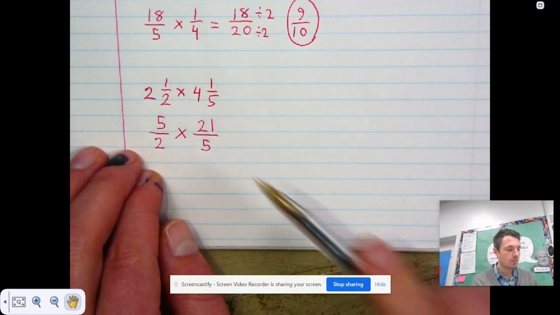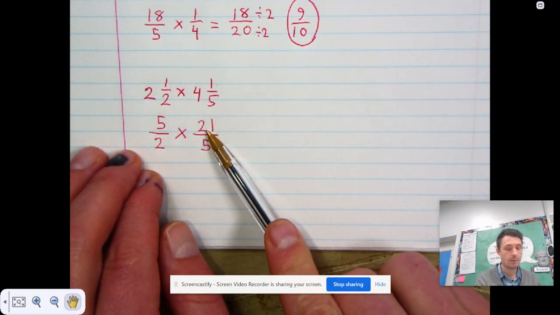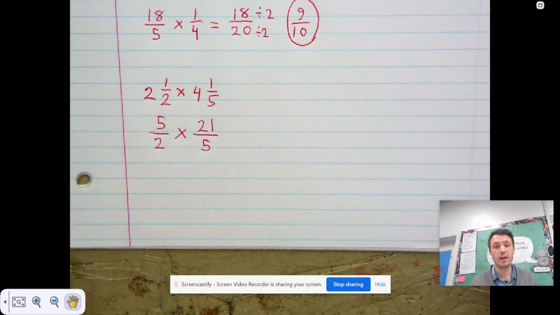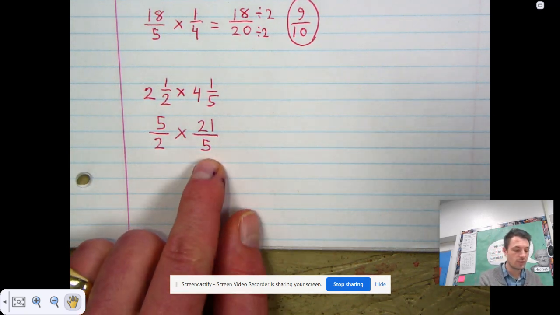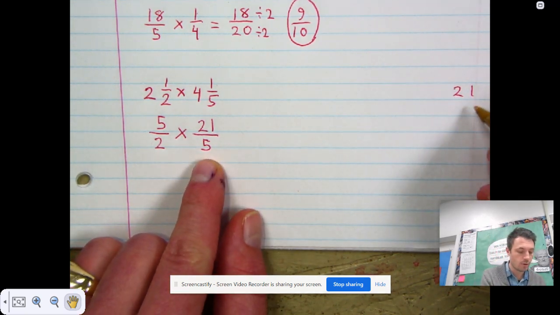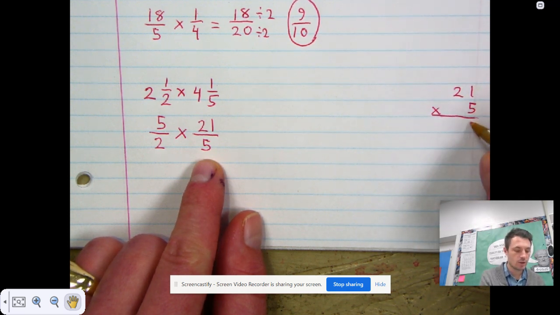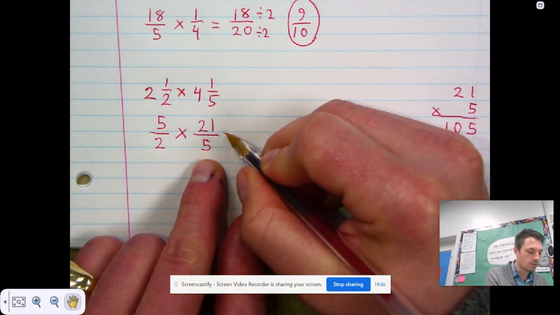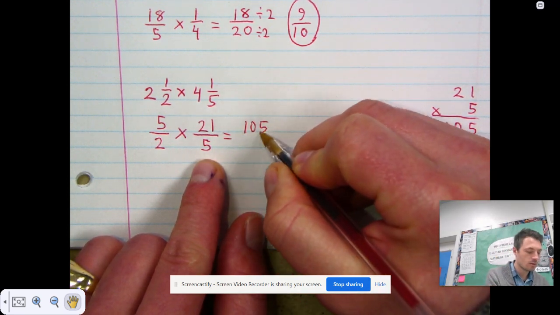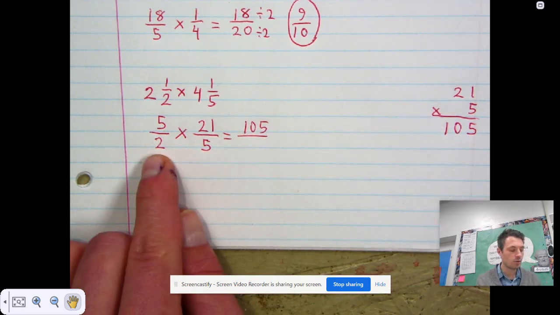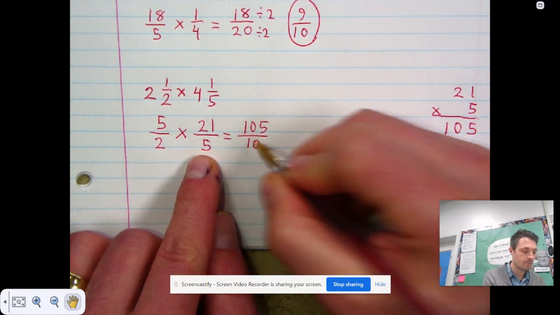Okay? Now, sometimes you end up in a situation like 5 times 21. You might not be able to do that in your head. And in that case, over on the side, you can just use your scratch paper. 21 times 5. 5 times 1 is 5. 5 times 2 is 10. 105. That's our numerator. And our denominator, 2 times 5, is 10.